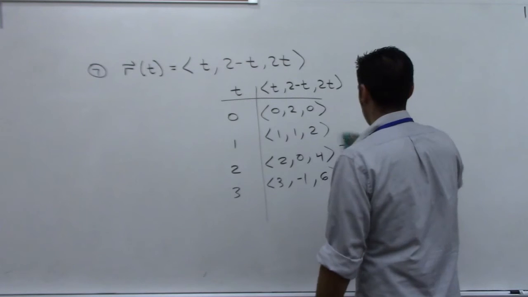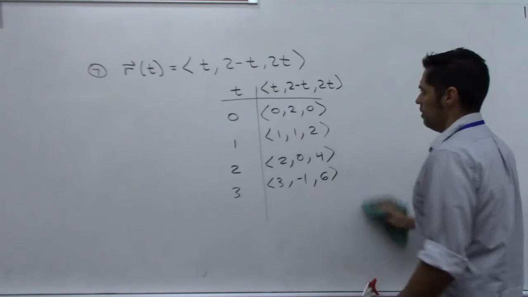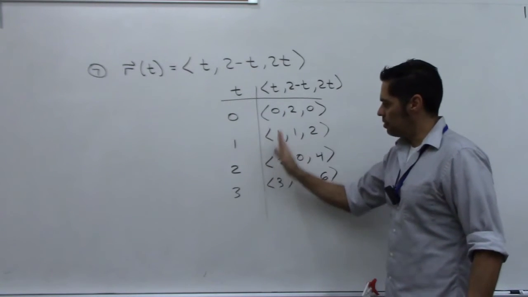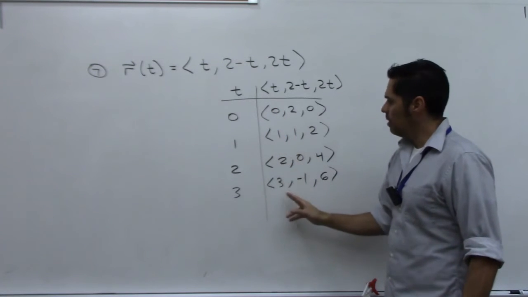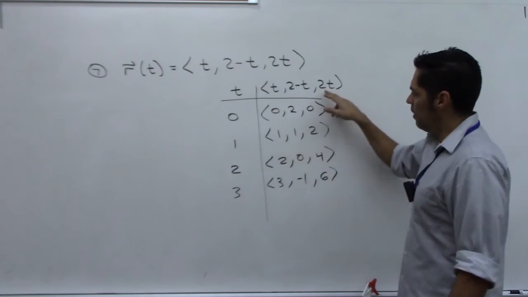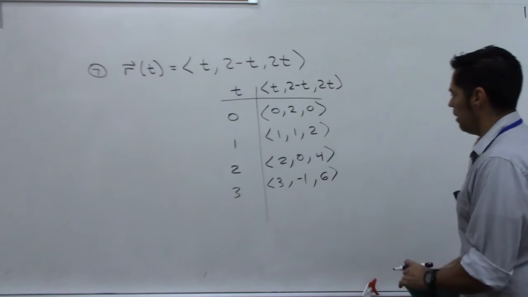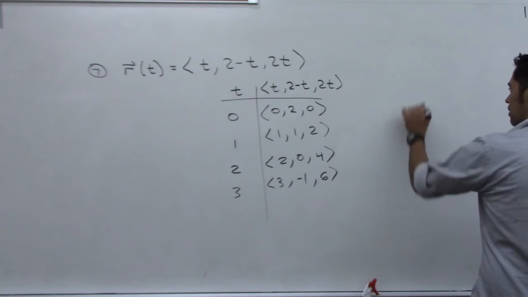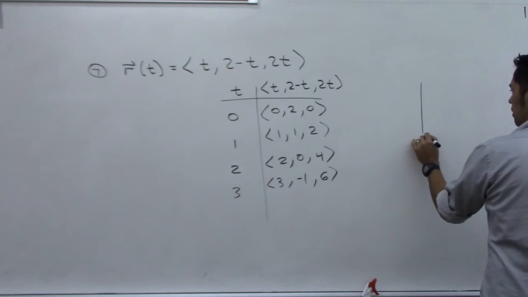So what's happening here is that the x component is just growing by 1 each time. The y component is growing by 1 each time, but it starts at 2. And then the z component is doubling every time. So how in the world do we draw that? That's going to be tricky.